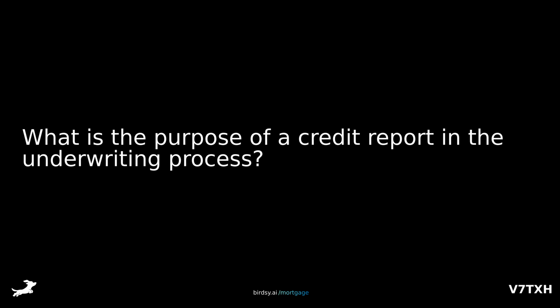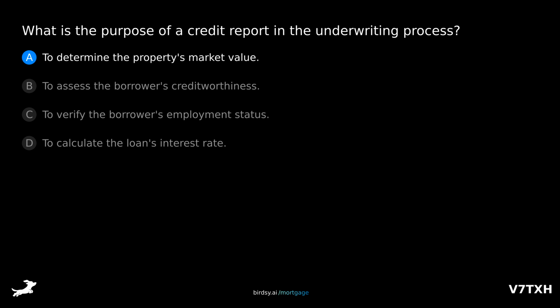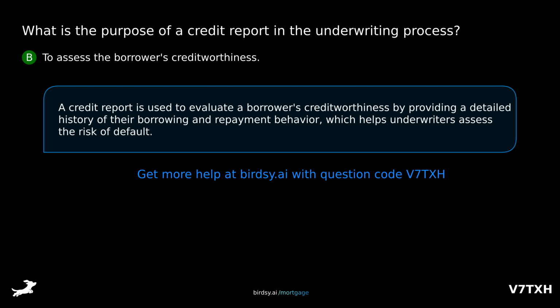What is the purpose of a credit report in the underwriting process? Is it A, to determine the property's market value, B, to assess the borrower's creditworthiness, C, to verify the borrower's employment status, or D, to calculate the loan's interest rate? The answer is B, to assess the borrower's creditworthiness. A credit report is used to evaluate a borrower's creditworthiness by providing a detailed history of their borrowing and repayment behavior, which helps underwriters assess the risk of default.